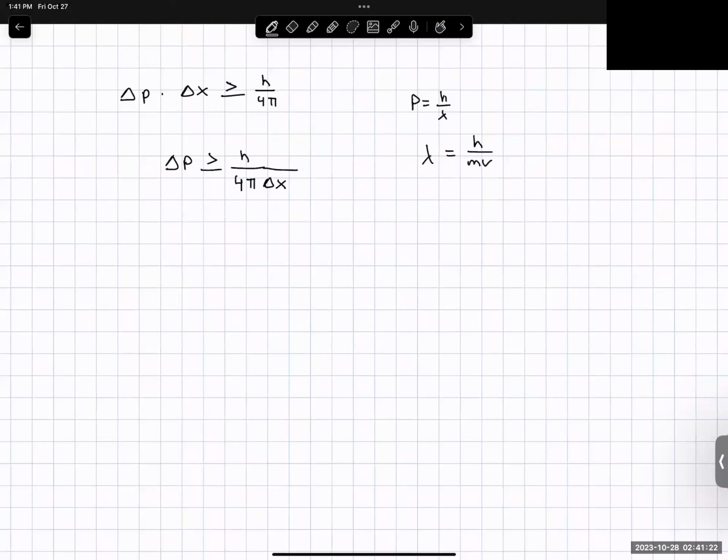Still Heisenberg uncertainty? No, this is de Broglie wavelength. Wavelength is P equals h over lambda. So, de Broglie and wavelength.